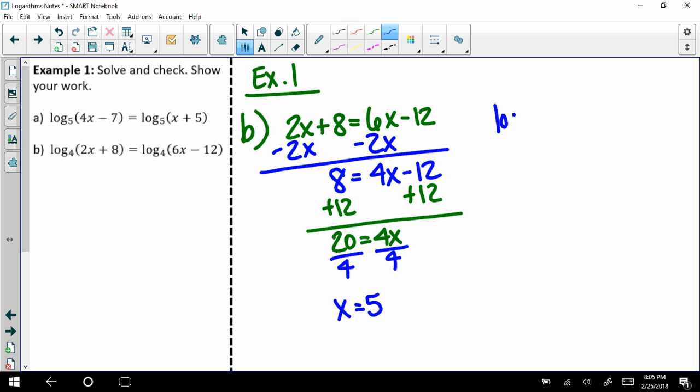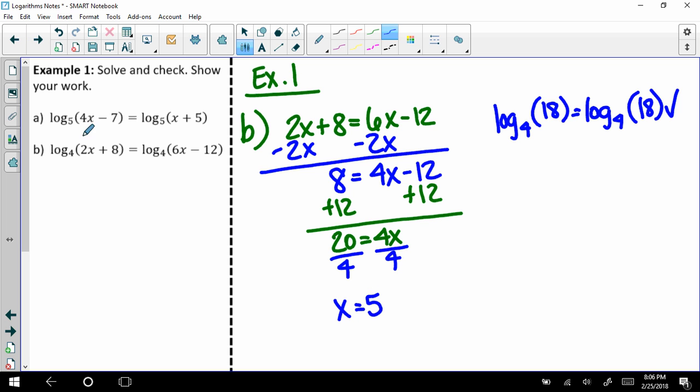Again, we need to double check. When I plug that in to check, that's log base 4 of 2 times 5, which is 10, plus 8 is 18. We want to make sure that equals log base 4 of 6 times 5, which is 30, minus 12 is 18. So it checks. It checks because they're both 18 and because they're both positive numbers inside the log. Remember, if you plug it back in and you get a negative number inside the log, cross that out, and if that's the only choice, you say no solution.